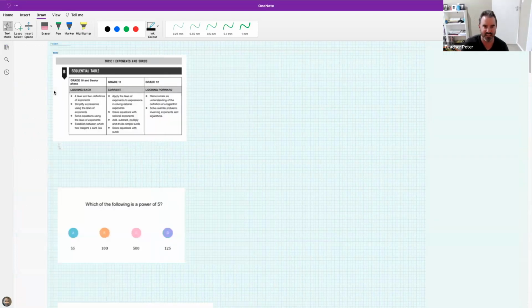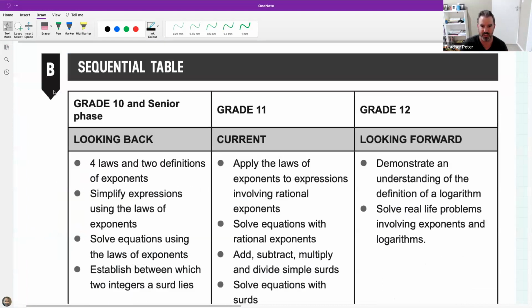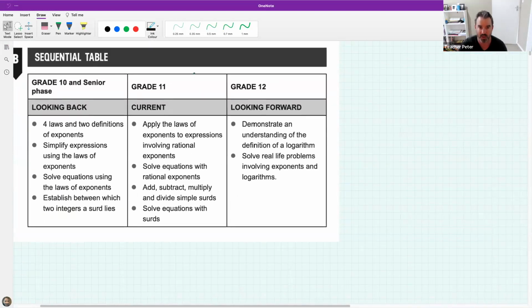Okay, so what is the topic that we are doing in grade 11? Well, what we're going to start today with is basically the laws of exponents. And then we'll do some stuff with equations, and then we'll do some stuff with simplifying surds, and then we'll solve some surd equations. So if you like, you can take a screenshot of this page.